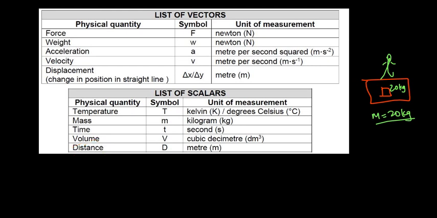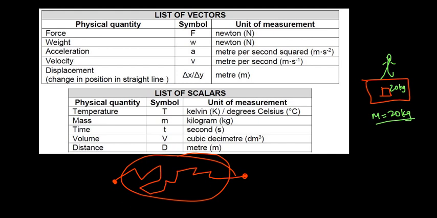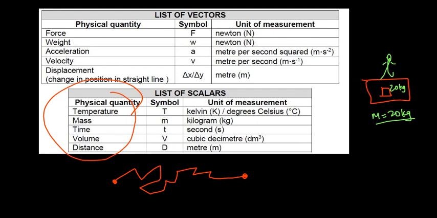Even distance: if you move from here, travel there, and then maybe come back again, and then I ask you what distance you traveled, you cannot tell me up, down, left, or right, because you turned a lot. Because distance has to do with the total path length, we just say it's a scalar. So these are your scalar quantities that you must know by heart.